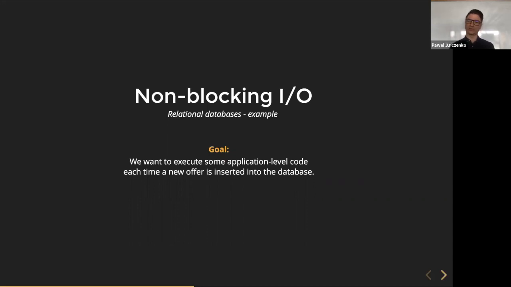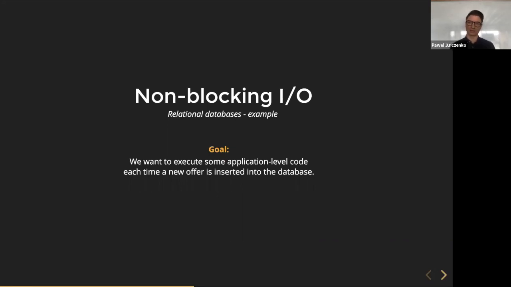Okay, so let's assume that we have a relational database, a relational table, and in the table, we're storing information about the offers. Okay, and at application level, we would like to react each time a new offer is inserted into the database. What options do we have here? Well, the traditional approach here would be to just query the database and periodically ask the same question. Hey, have some new offers arrived to a table?